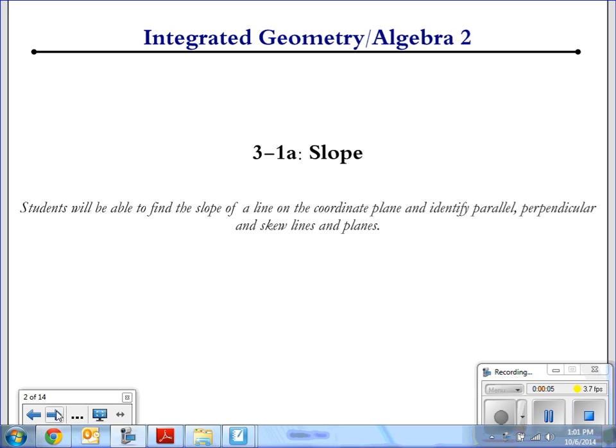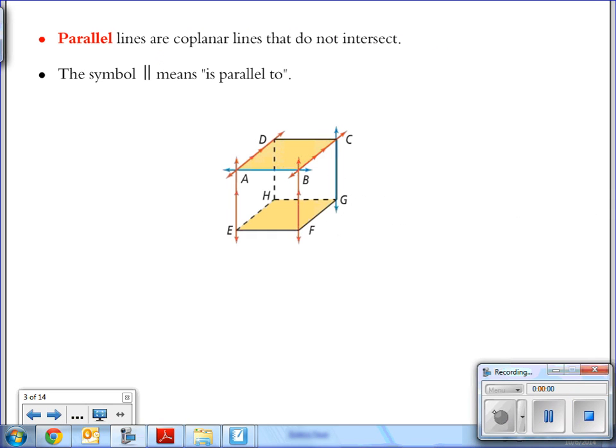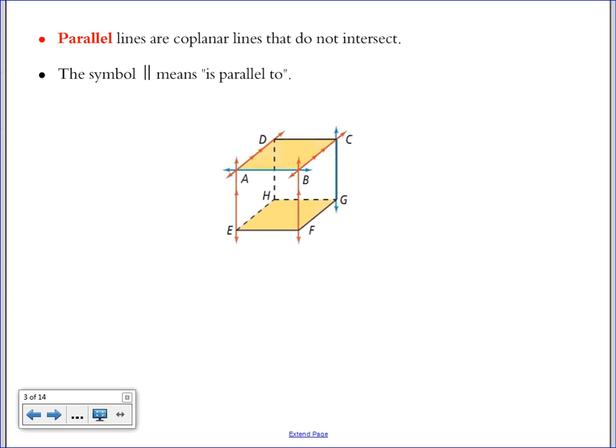This video is about slope. So there's some key words that we need to learn. One of them is parallel. Parallel lines are coplanar lines that do not intersect.